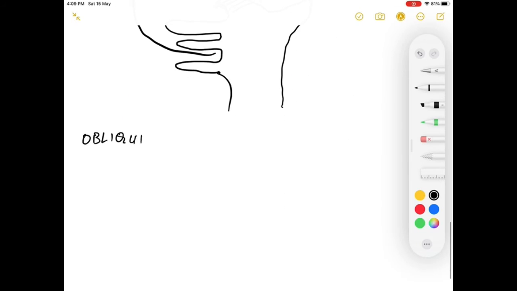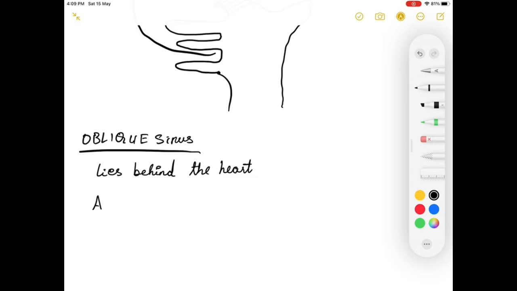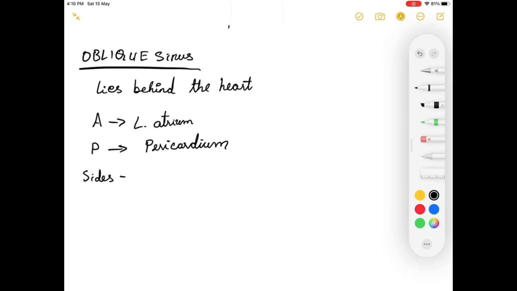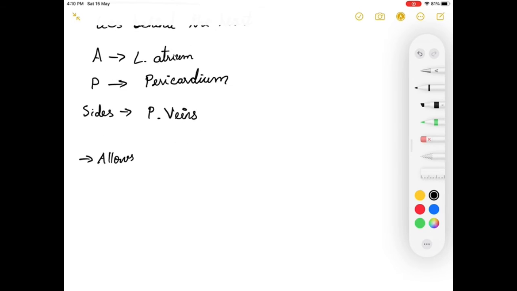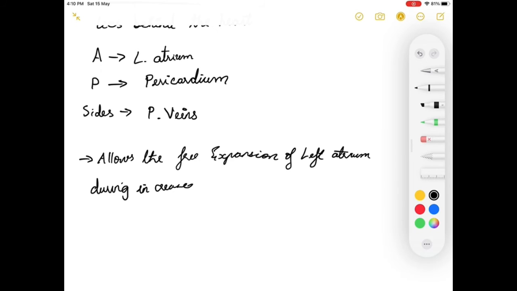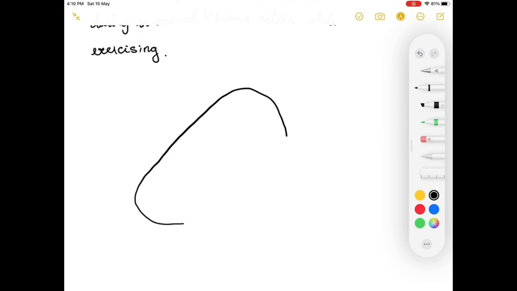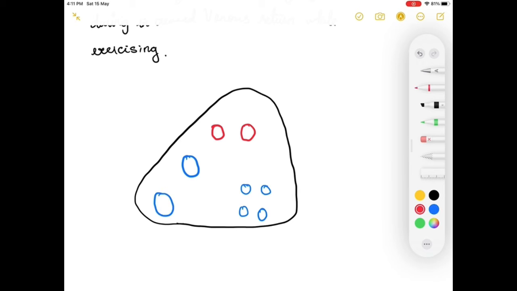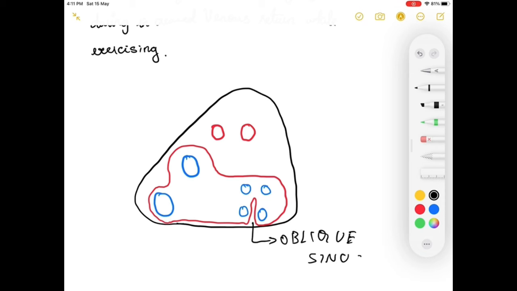And now moving on to the oblique sinus. It lies behind the heart, anteriorly lined by the left atrium, posteriorly by the pericardium, and in the sides you have the pulmonary veins. This allows the free expansion of the left atrium during increased venous return while exercising. And to put it in a diagram, those are the pulmonary veins and these are superior and inferior vena cava. And as you see, the gap between those four pulmonary veins will be the oblique sinus.